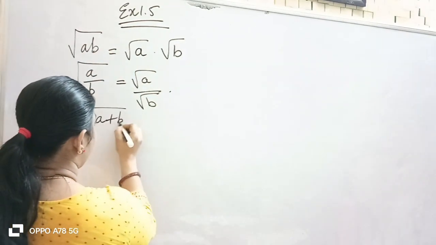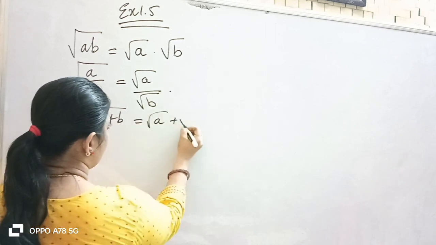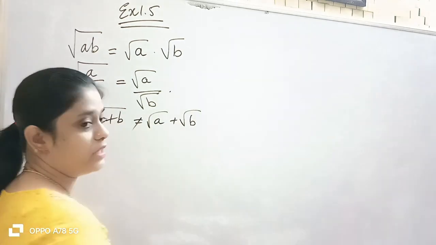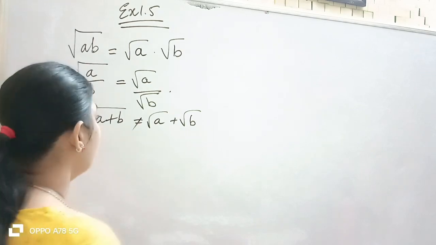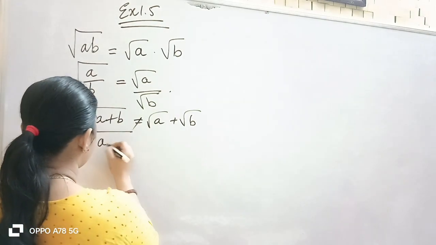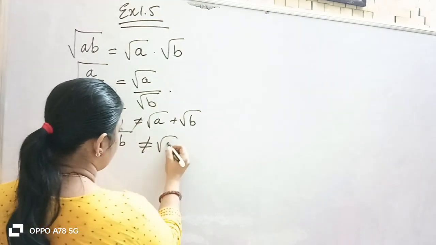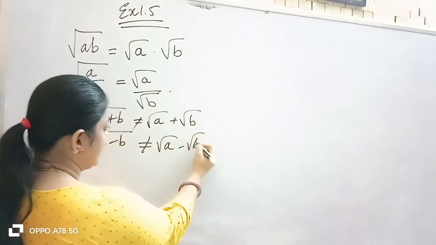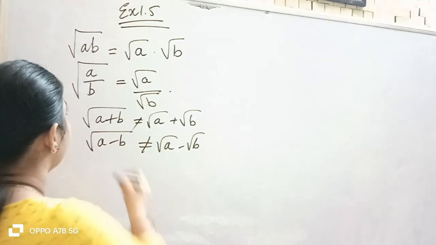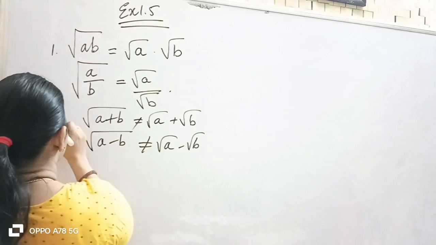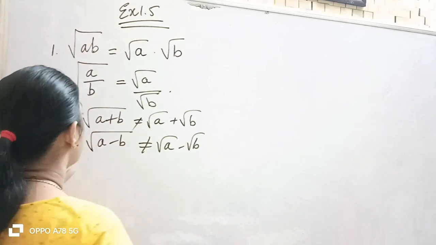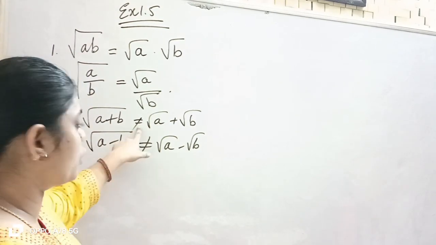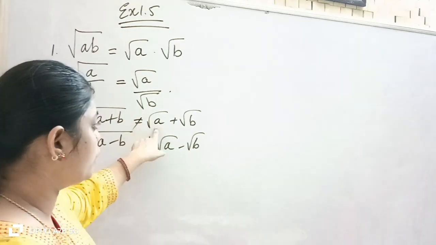root of A plus B. It is not equal to root A plus root B, it is not correct. Also it is not possible for root of A minus B. Root A minus root B is not correct. So it is possible only for multiplication and division. Addition and subtraction is not possible. It is not equal to root A plus root B.